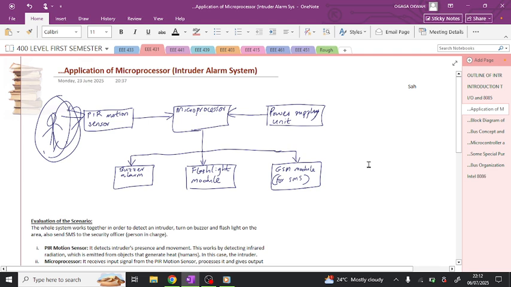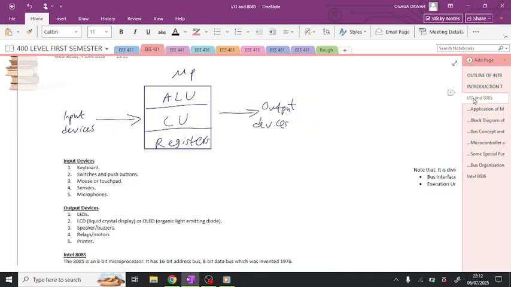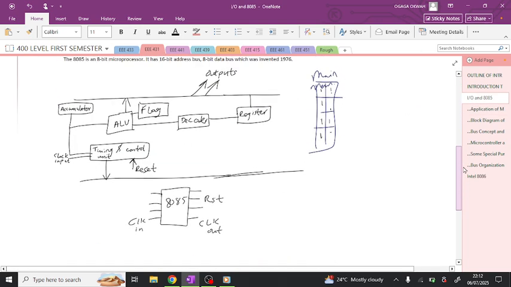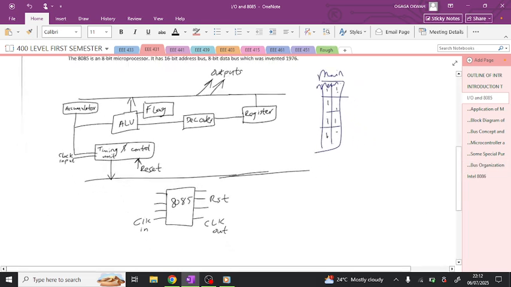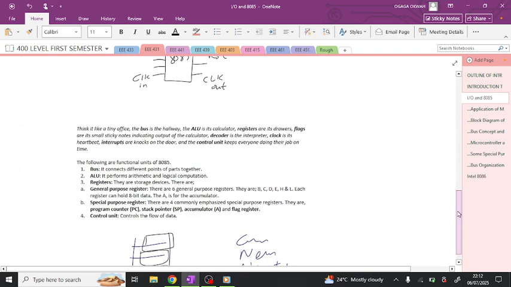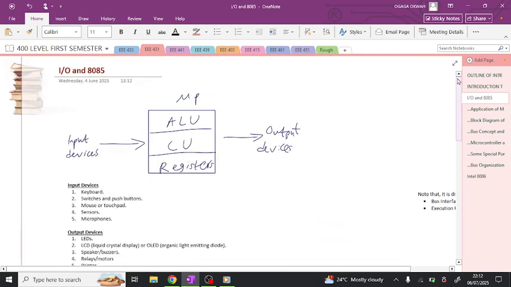One other thing in the past question is to sketch the internal architecture of the 8085 microprocessor and write down its features. We have done that already in one of our videos, and this is it right here, the internal architecture. So instead of me repeating the whole thing, I'll just leave a link to that video so you can watch it right there.